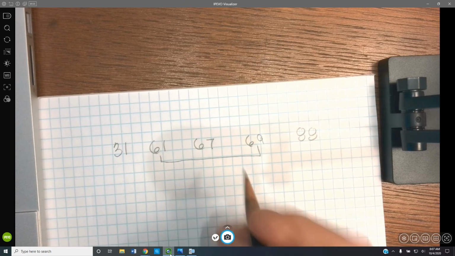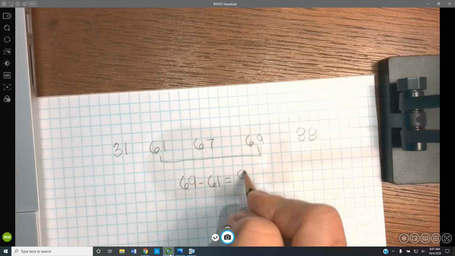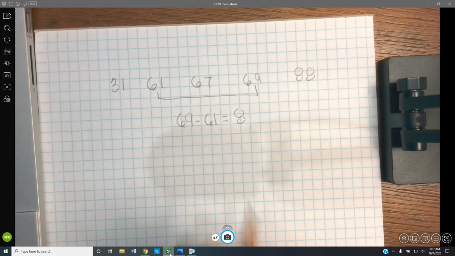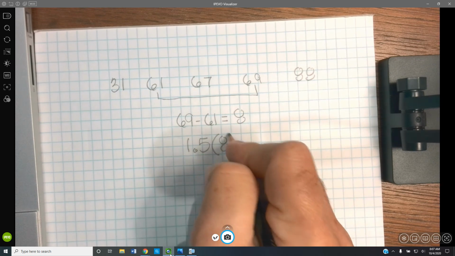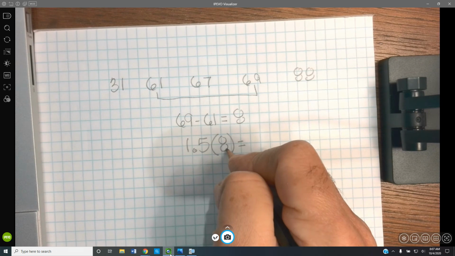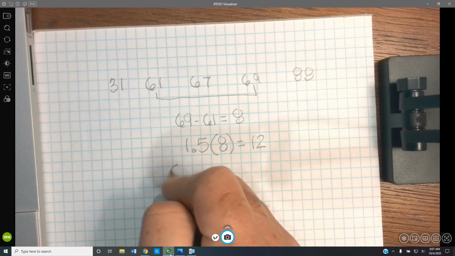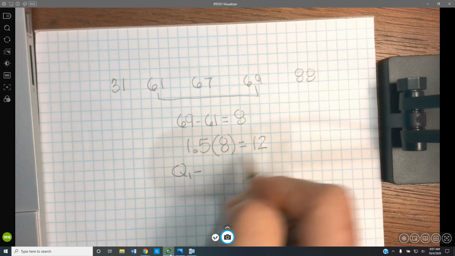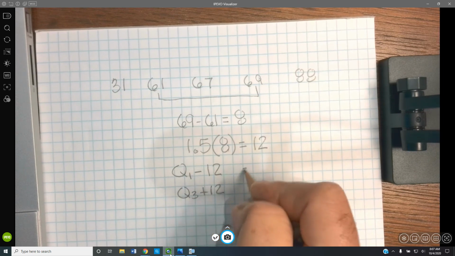If I take 69 minus 61, I'm getting the IQR right now. The IQR is 8. 1.5 times the IQR, because that's part of the formula, is going to be 12. All of 8 plus half of 8, which is 4, so that's 12. Now, what do I do with that value? Remember, it's Q1 minus 12, and it's Q3 plus 12.